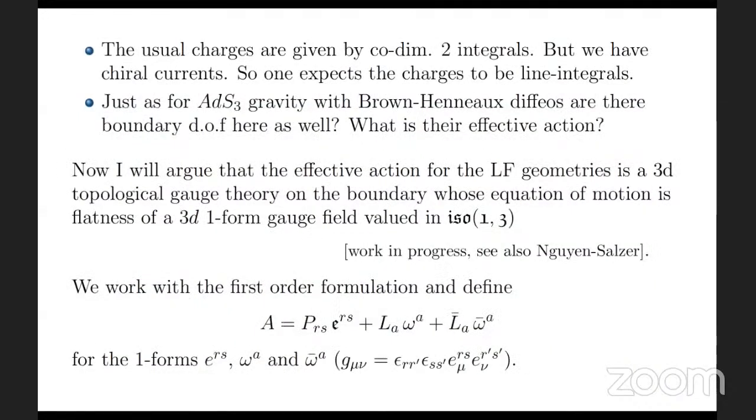The usual charges in 4-dimensional gravity are given by codimension 2 integrals. Whereas what this problem seems to be is like a chiral CFT, where the charges should have been contour integrals, line integrals. And another question is, are there boundary degrees of freedom? Because these are all locally flat solutions. So are there boundary degrees of freedom? And if so, what is their effective action?